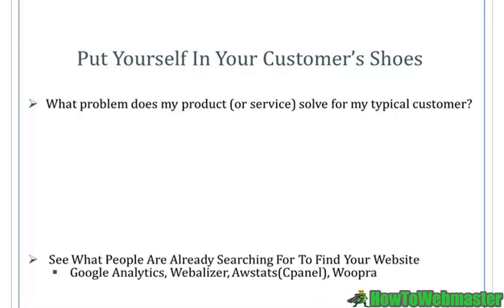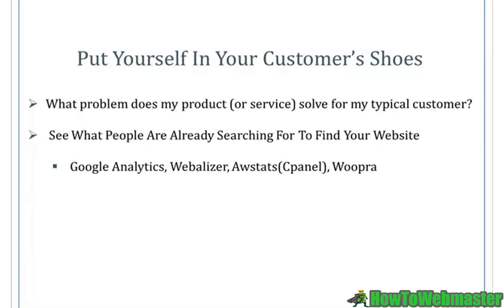See what people are already searching for to find your website. You can use Google Analytics, Webalizer, or AWStats, which is in your cPanel. You can use Wupro, like we were talking about a little earlier, on your blogs and other sites. A lot of these places will tell you the words that people use to find your sites. If you're getting a lot of traffic from those words, those are the ones you want to really start capitalizing on in your articles and posts.